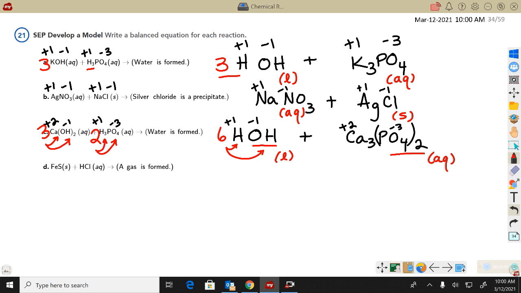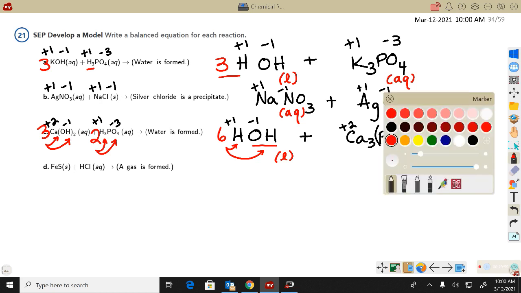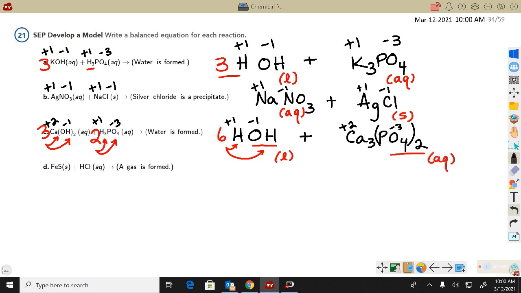All right, let's try the last one. One more. Okay. Iron sulfide. Solid iron sulfide. Well, I think this is going to be a +2 on the iron because the sulfur is a -2. Yep, that looks good. Hydrogen is a +1 and chlorine is a -1.